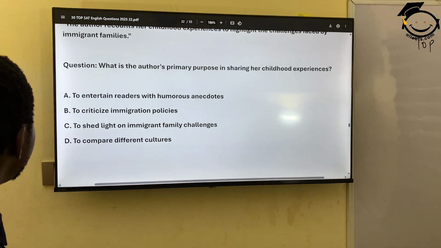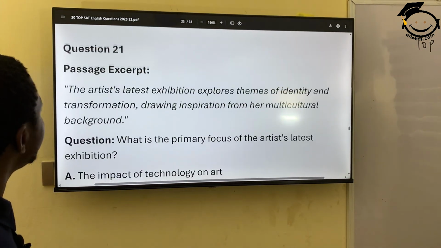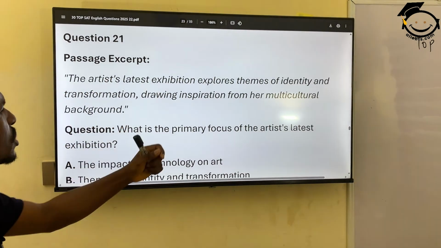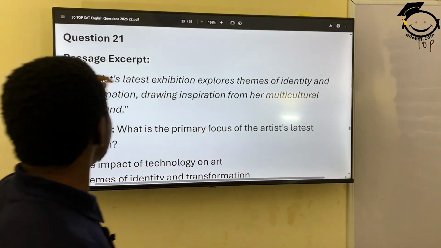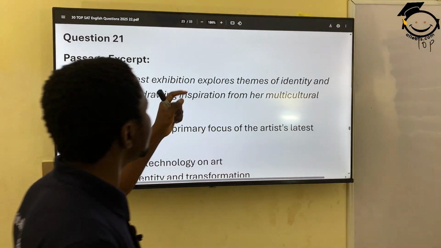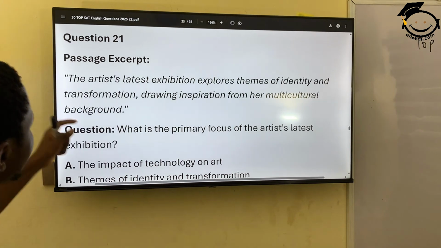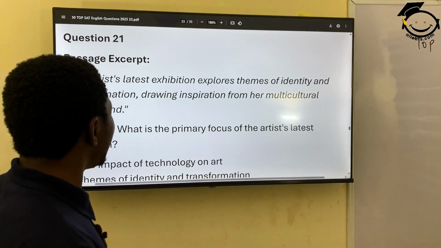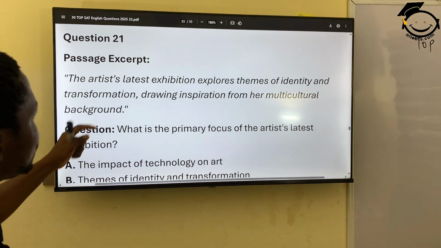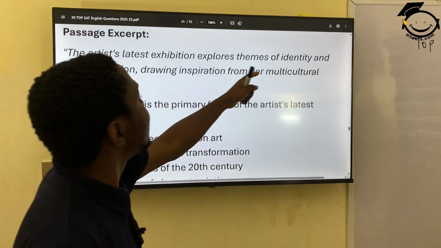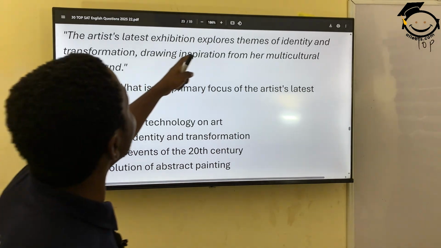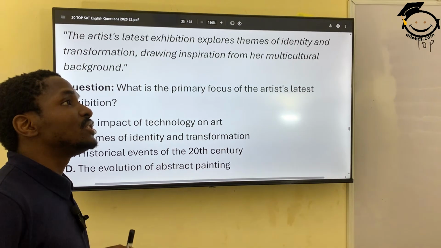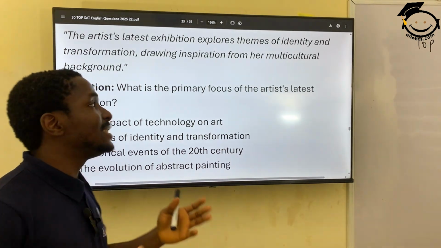And then we go to the next, 21. Okay, from the passage excerpt, the artist's latest exhibition explored themes of identity and transformation, drawing inspiration from a multicultural background. Right? So question, what is the primary focus of the artist's latest exhibition? Which is what? It explores themes of identity and transformation. She's trying to express identity and transformation.